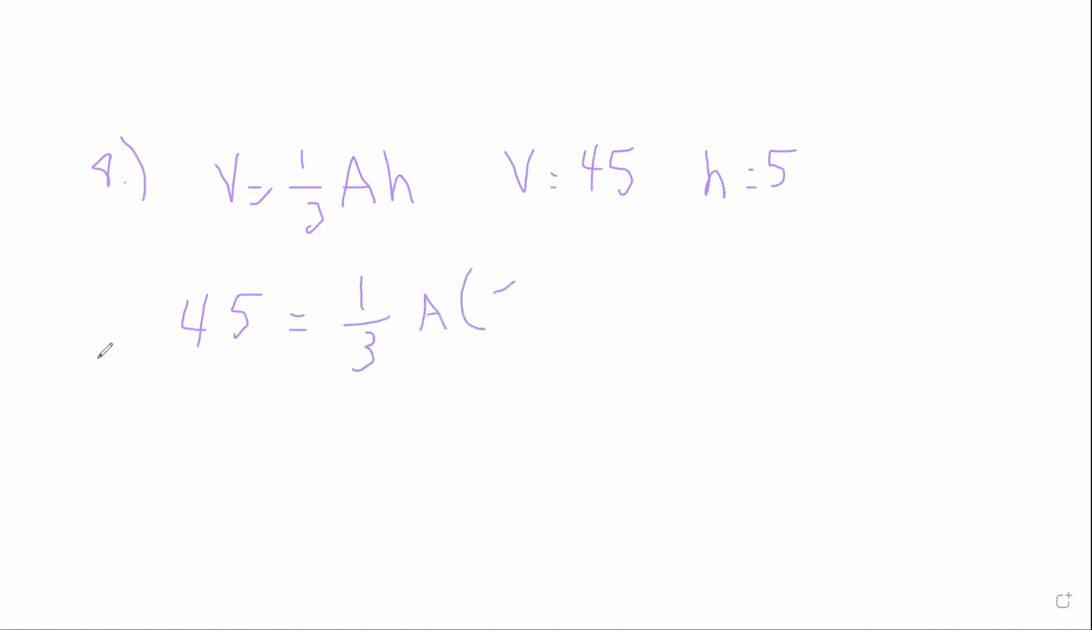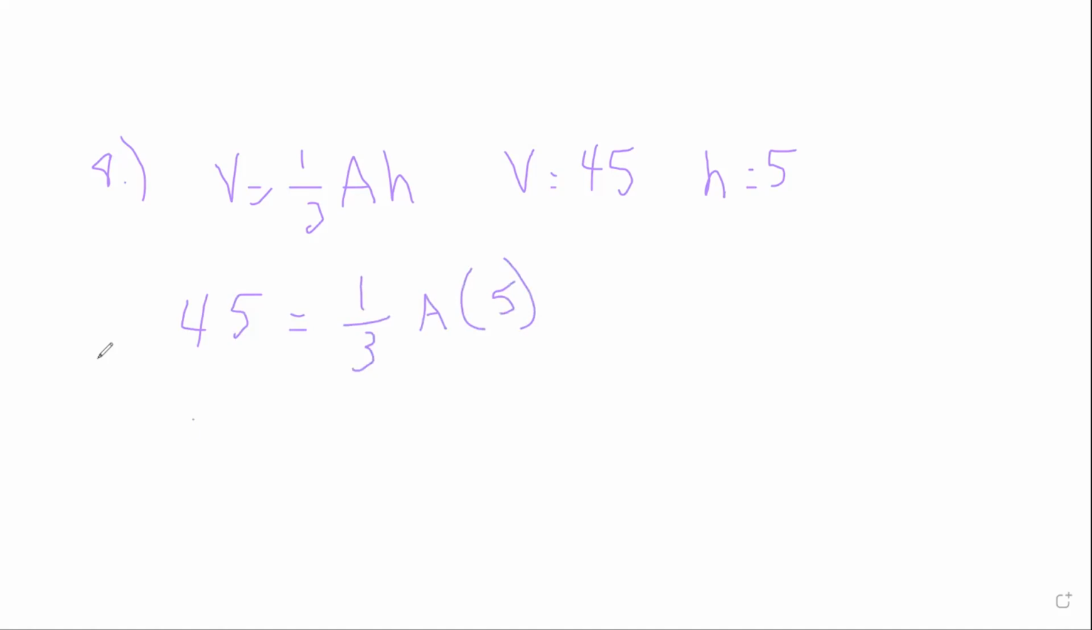We got V equals 1/3 AH, and they told me that V was going to be equal to 45, and H is going to be equal to 5. So if I plug in what I know, I'm going to have 45 equals 1/3 A times 5. With this particular problem, I can go ahead and clean up the right side, correct? Because it's 1/3 times A times 5. And remember, with the commutative property of multiplication, it doesn't matter what order you're multiplying as long as you're multiplying.